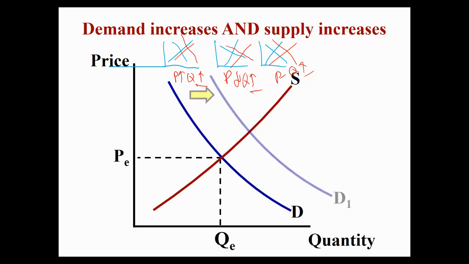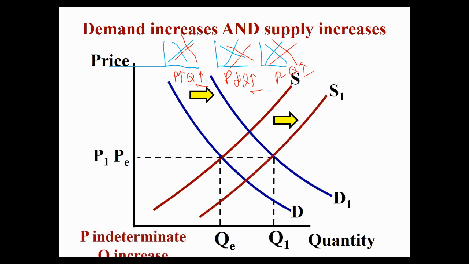So if we have an increase in demand here and we have an increase in supply, we know quantity is increasing, but price is going to be indeterminate. It's going to be ambiguous. Now, there's another way that we could practice this. I like to draw them separately, even though they're on one chart. I do like to draw them separately.